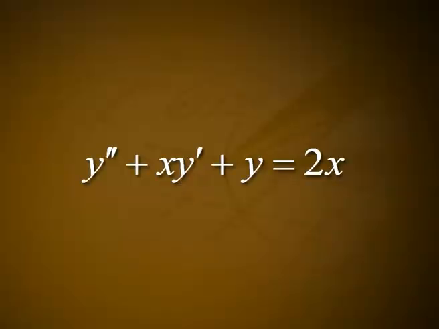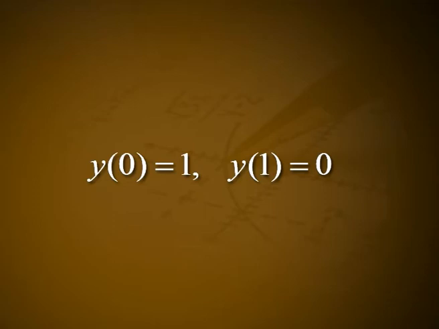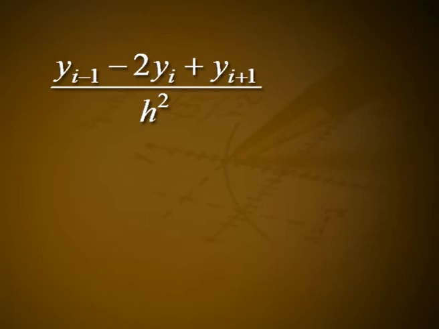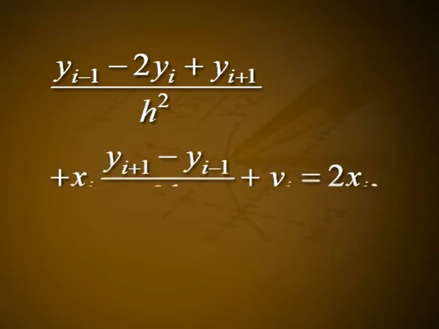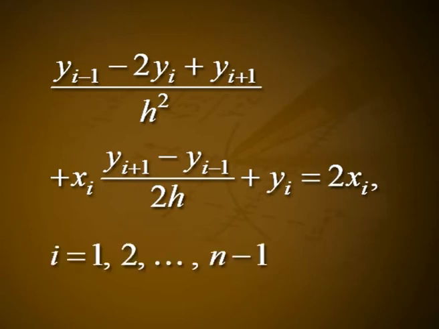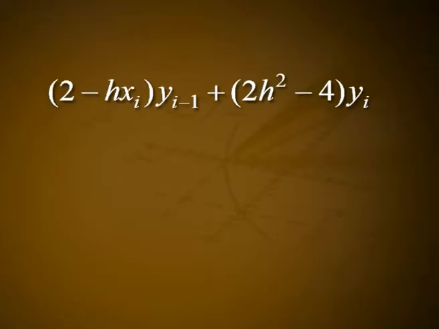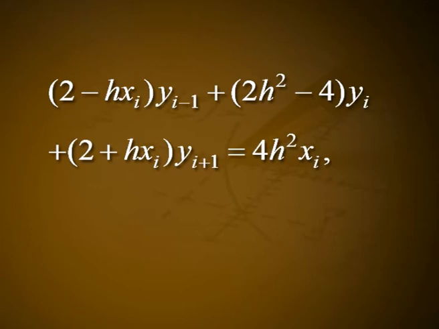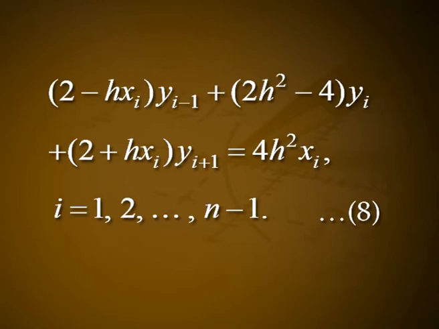Problem 7. Using Richardson's formula, find y at 0.5 to the boundary value problem y double dash plus x y dash plus y equal to 2x with the boundary conditions y at 0 equal to 1, y at 1 equal to 0. Solution. Using equation 7, the finite difference approximation of the given differential equation is (y(i minus 1) minus 2 y(i) plus y(i plus 1)) all divided by h square plus x(i) into (y(i plus 1) minus y(i minus 1)) divided by 2h plus y(i) equal to 2 x(i) for i equal to 1, 2, etc., n minus 1. On simplification, the above gives (2 minus h x(i)) into y(i minus 1) plus (2 h square minus 4) into y(i) plus (2 plus h x(i)) into y(i plus 1) equal to 4 h square x(i) for i equal to 1, 2, etc., n minus 1. Let it be 8.